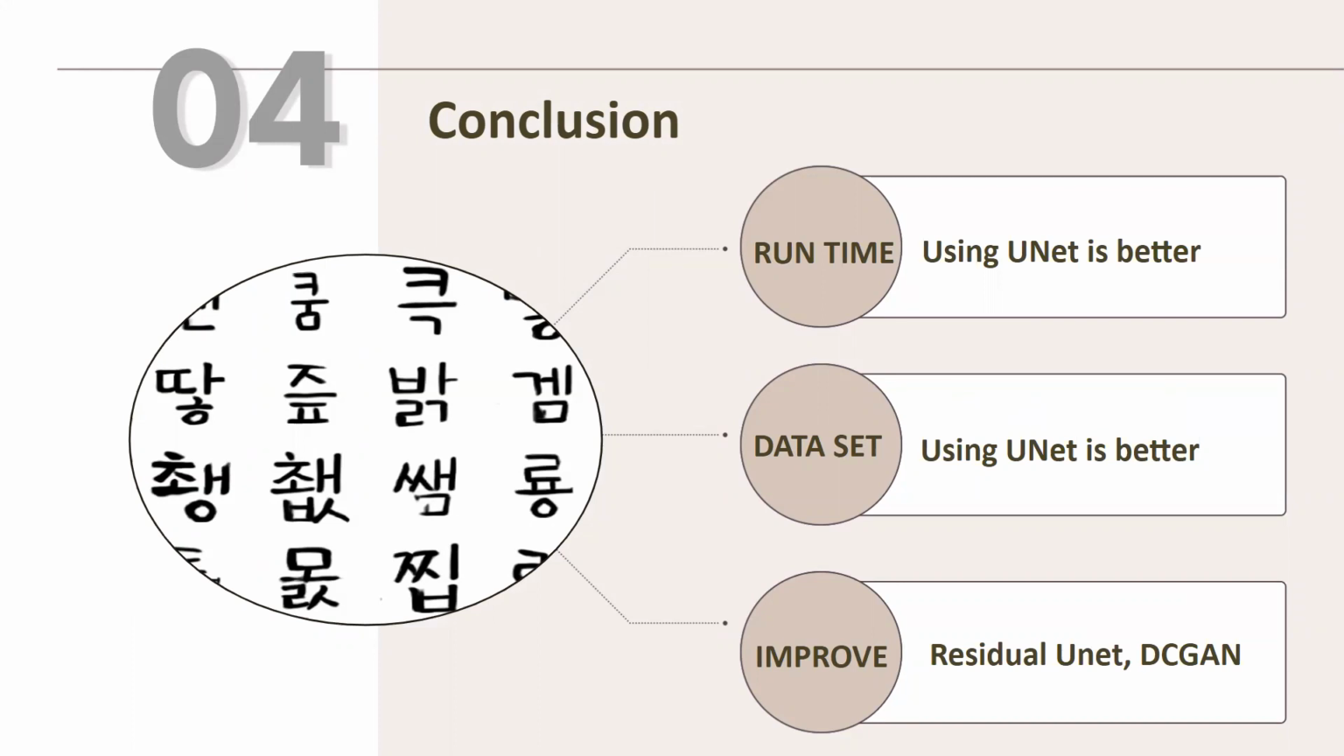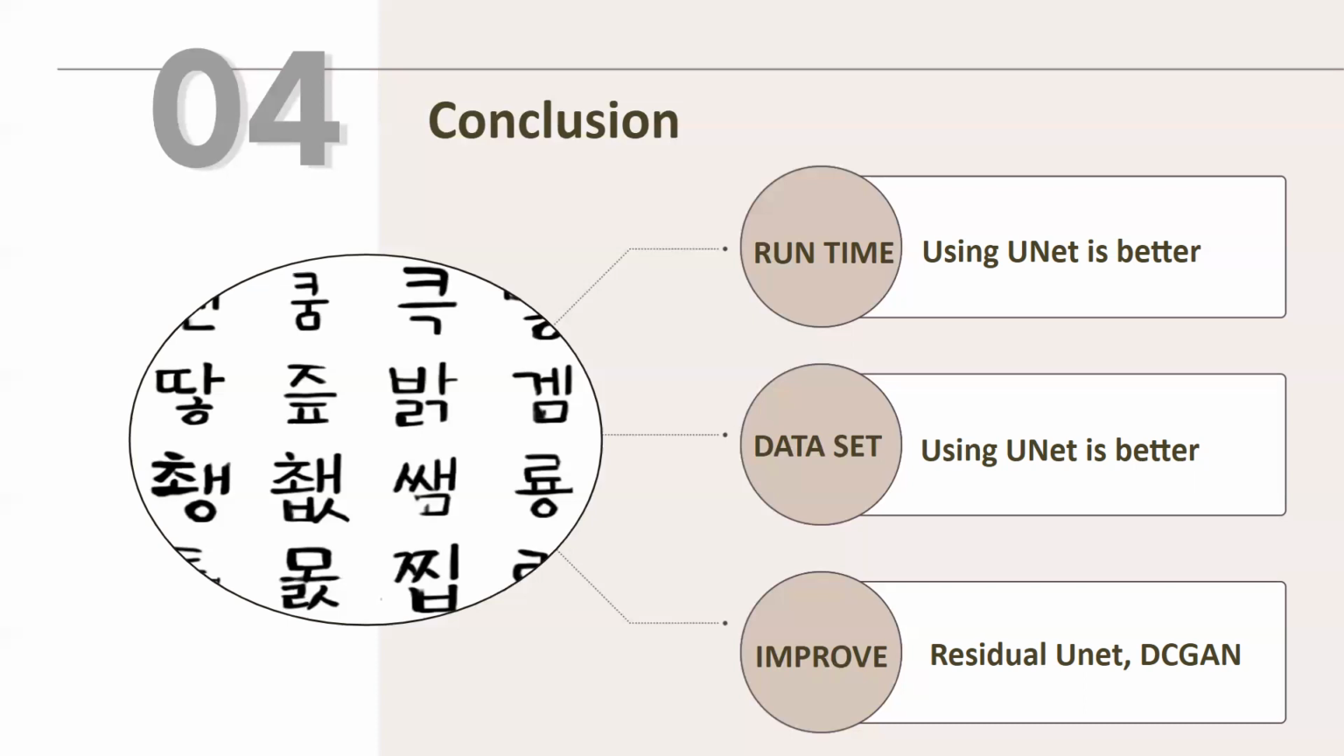However, if it were GAN used without data augmentation, the GAN plus UNet algorithm would have been superior in terms of datasets. Third, in order to learn the handwriting-based font generation project faster and more accurately, I think it would be good to apply a structure such as the residual UNet, which has developed from UNet.